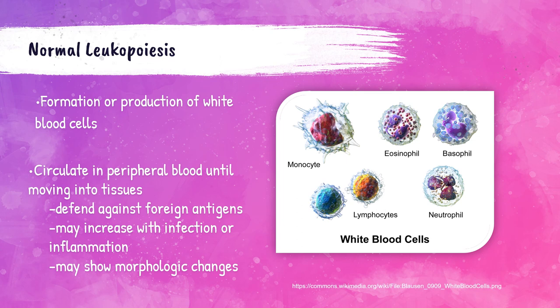White blood cells circulate within the patient's peripheral blood, and then they move into the tissues to help defend the body against foreign invaders like viruses or bacteria. White blood cell counts may increase when the body is fighting against infection or when there is inflammation. And some white blood cells may also show morphological changes. What that means is that cells don't always follow the textbook rules of how they look. We'll get more into that later on.